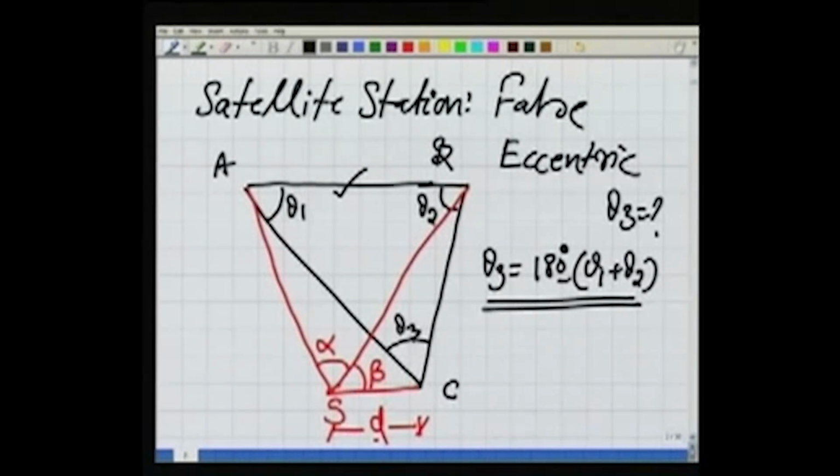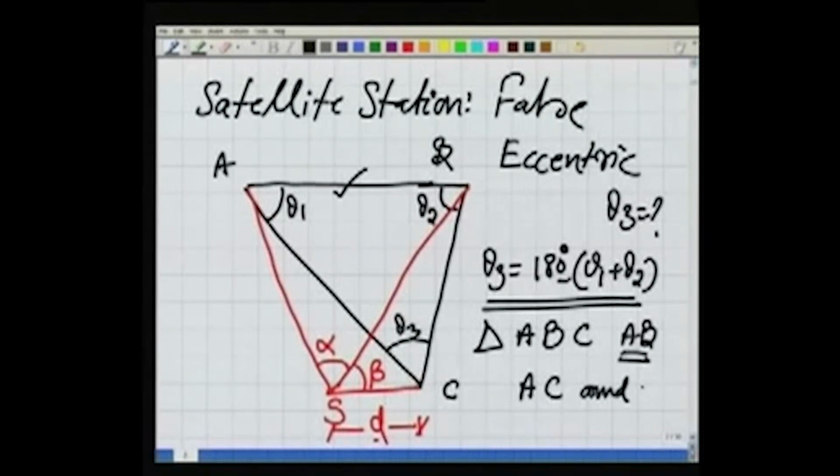Once we have determined this theta 3, the first approximate value, using the triangle A, B and C, and this known length AB, we can compute lengths AC and BC just by using the sine rule. Well, once the lengths AC and BC have been computed, the next step, we are going to the triangle, let us say, A, S and C.